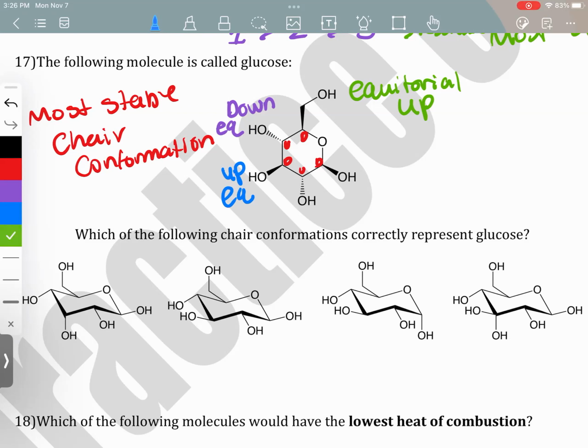This one down here is on a dash, so down. It's on an up carbon, so what position? Equatorial, right. And this last OH on the wedge is going up because it's coming towards us, and it's on a down carbon. So that means what? Equatorial. Okay, so in the most stable chair configuration, all of these substituents will be in an equatorial position.